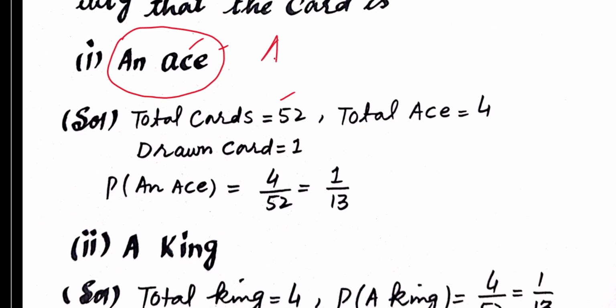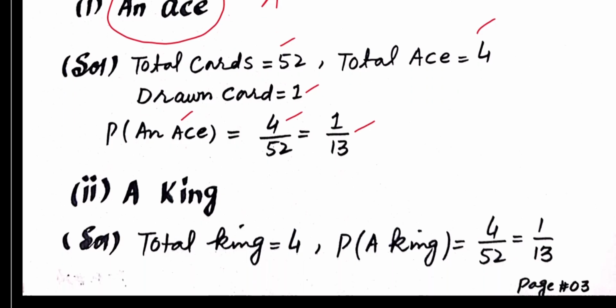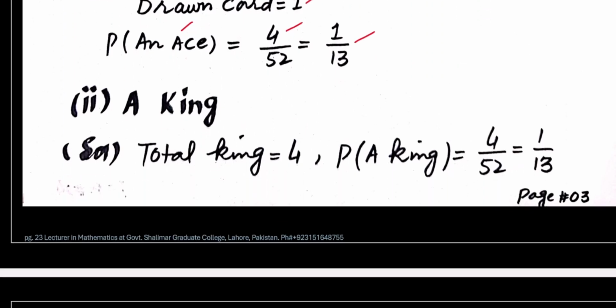Ace means a card of A. There are total 4 aces. We have to draw one card. So probability of an ace is 4 out of 52. This is 1 over 13. So probability of an ace is 1 over 13. Probability of a king. To find the probability of king, you have to find the total kings. Total kings are 4 in a pack. So probability of a king is 4 out of 52. That is same, 1 over 13.